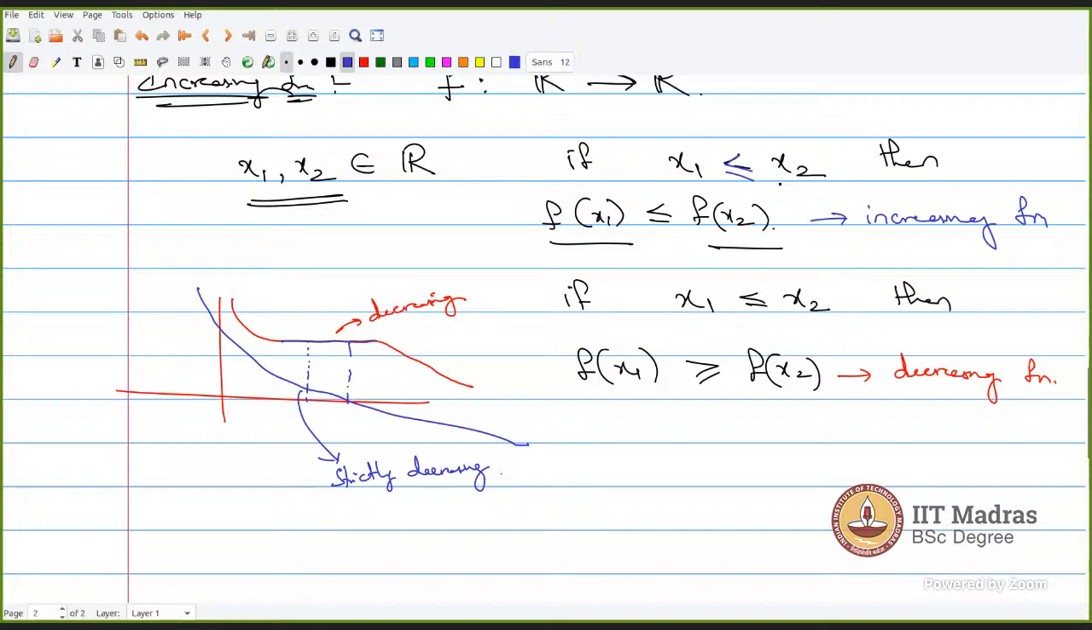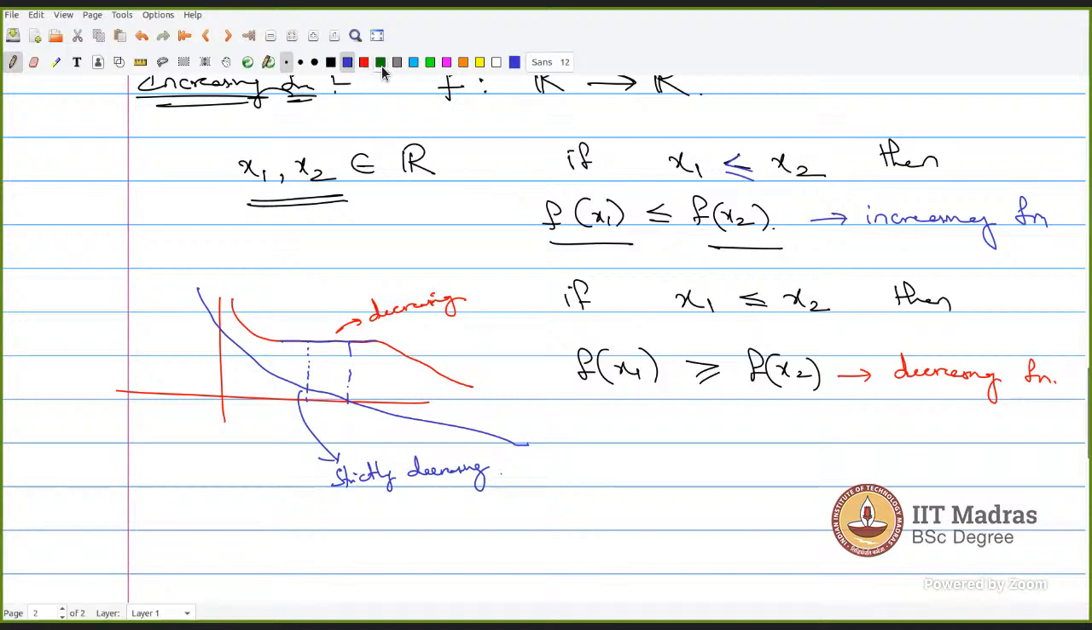So if a function is constant, we can say it's increasing or decreasing, but we cannot say strictly increasing or strictly decreasing. A constant function is neither strictly increasing nor strictly decreasing. When I introduce strictly, a constant function will fail both cases. When I remove strictly, a constant function will satisfy both cases. Same for increasing also.